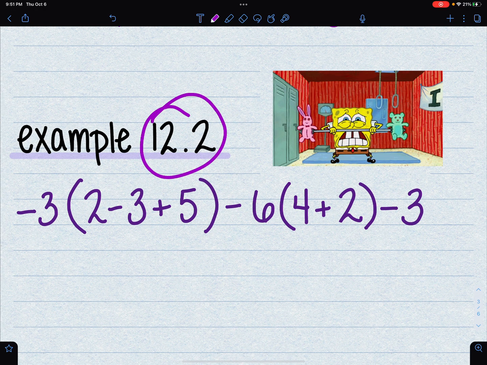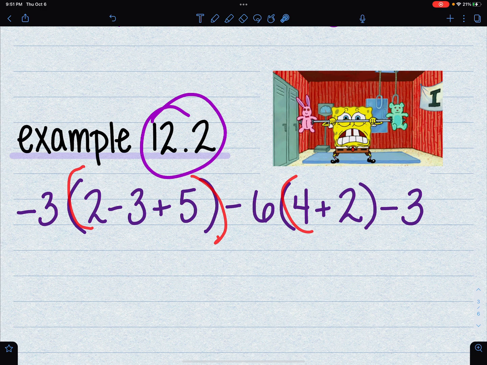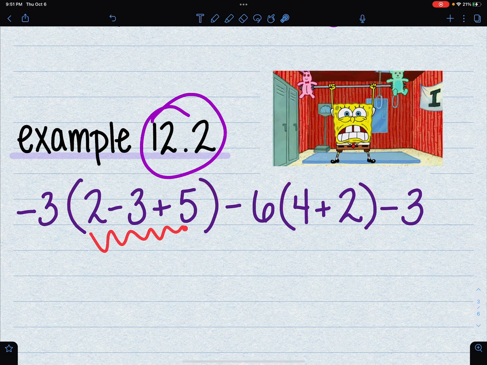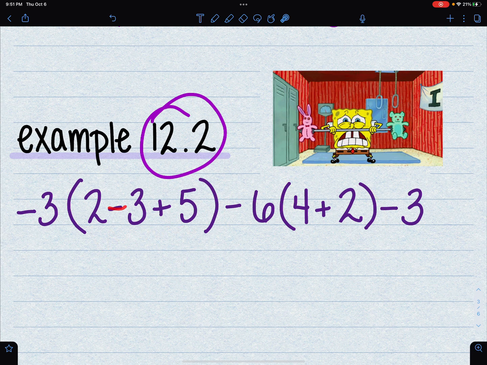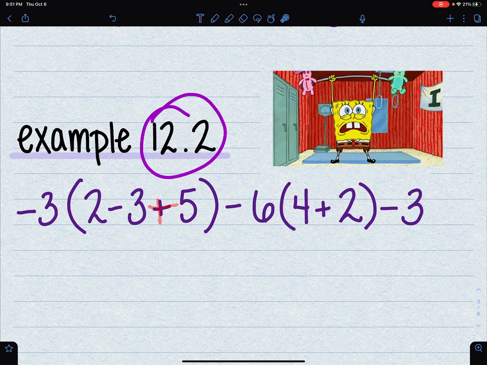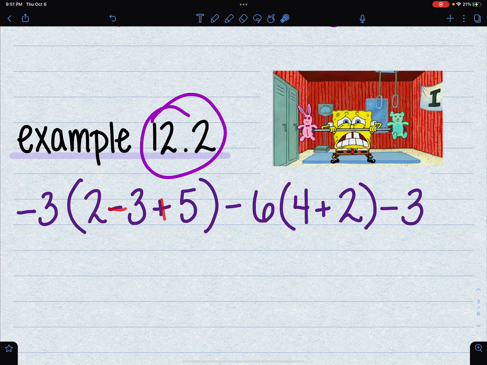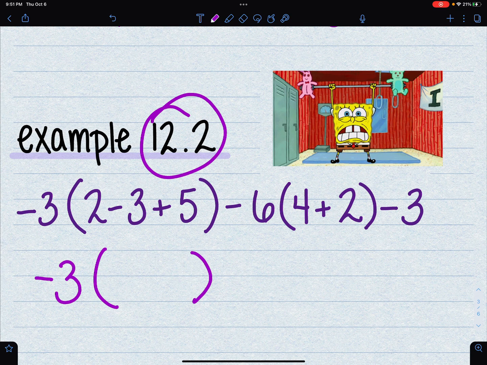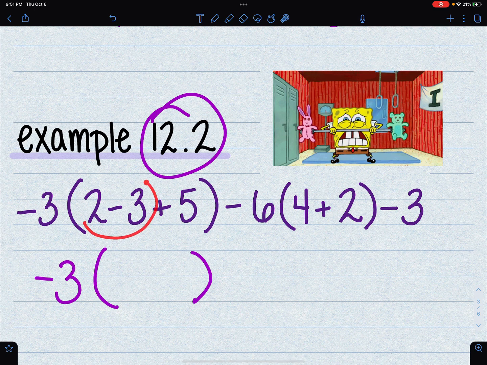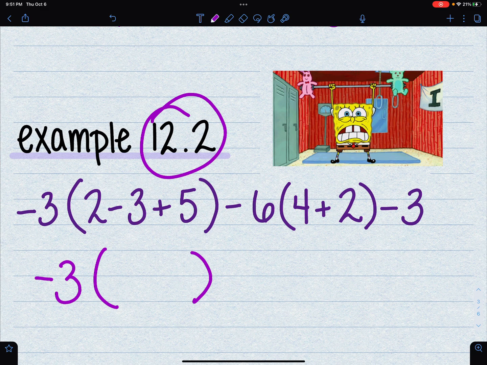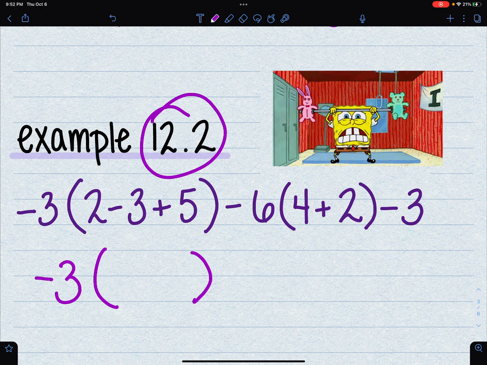Example 12.2. Let's do this one. First thing we are going to do is inside the parentheses. This one's a little tricky because there are a couple things to do inside the parentheses, but there are only options of subtraction and addition. So in that case, I can just go left to right and do it in that order. So I'm going to bring everything else down, the -3. I'm going to bring the parentheses down and figure out what is inside those parentheses. So it's 2 minus 3, which is -1, -1 plus 5, and that's going to be 4, right? 4, yes. Okay, so let's just write a 4.